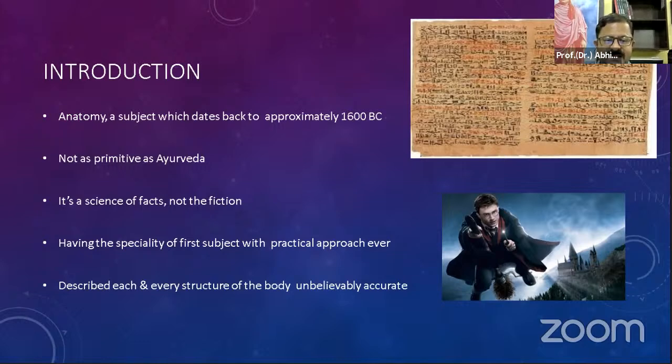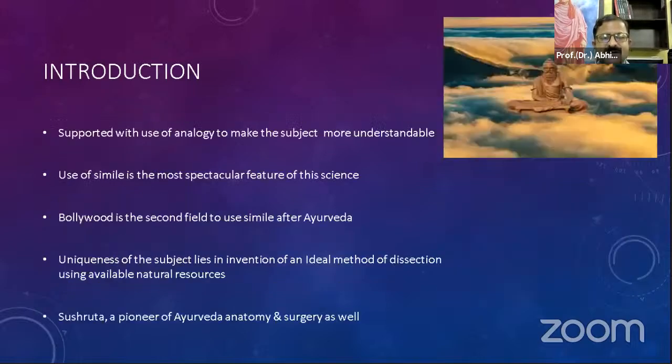A very excellent feature of Ayurveda anatomy is that each and every structure of the human body is unbelievably accurate. With whatever resources they had at that time, with the help of those instruments and equipment, they very finely dissected the human body and gave us the treasure of knowledge of human body structures. Though they didn't have any advanced instruments, we literally find that they are very close to the structure which modern science has given to us.